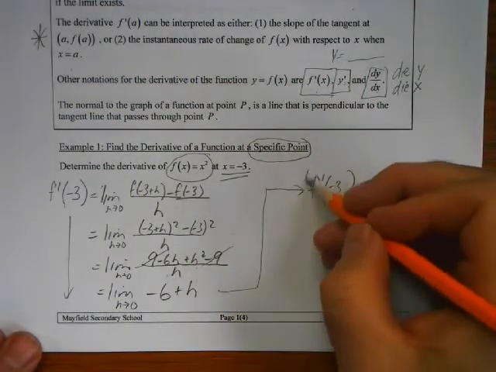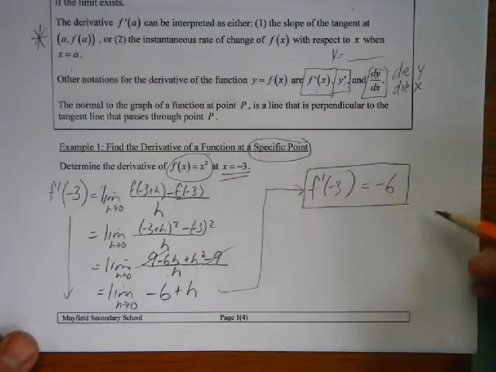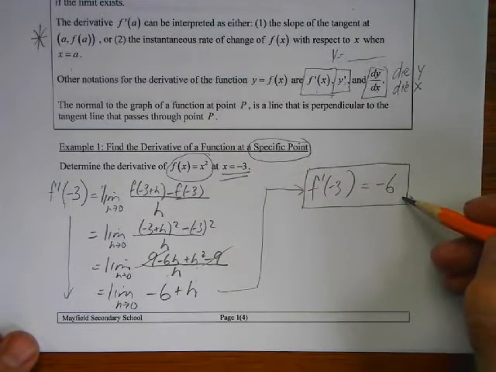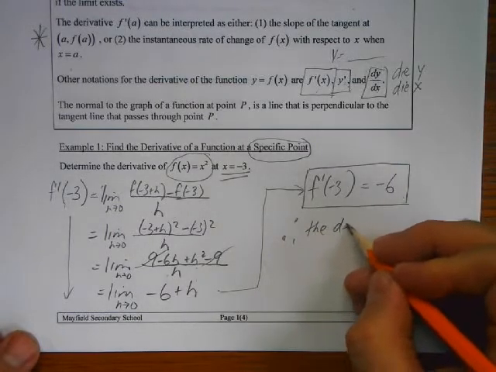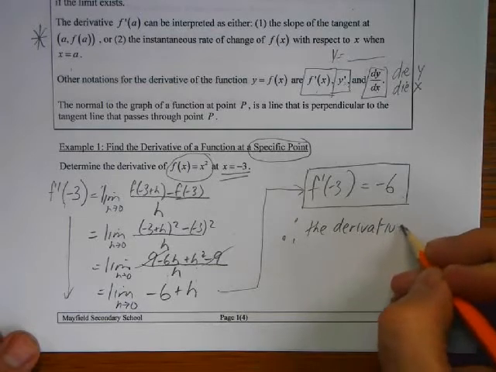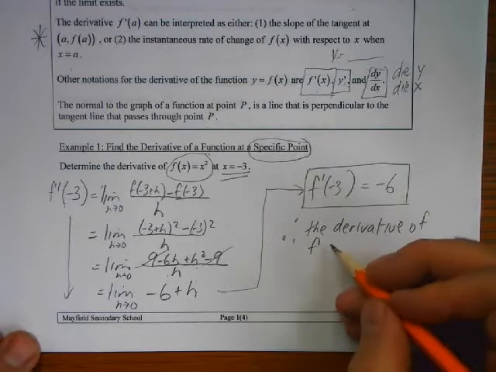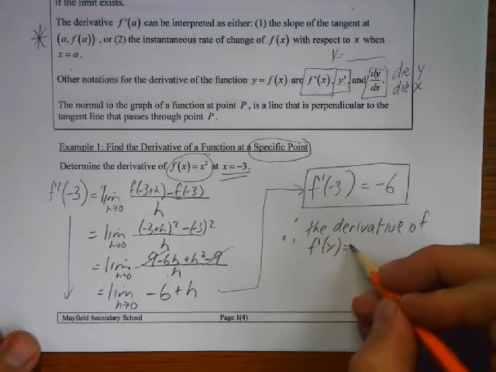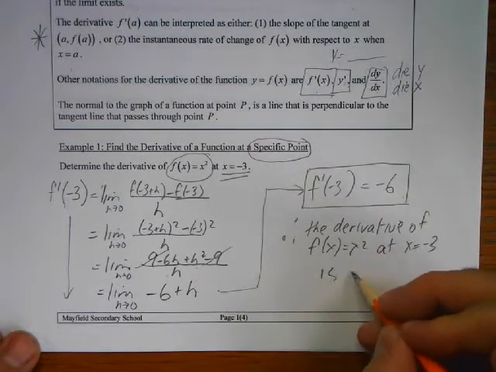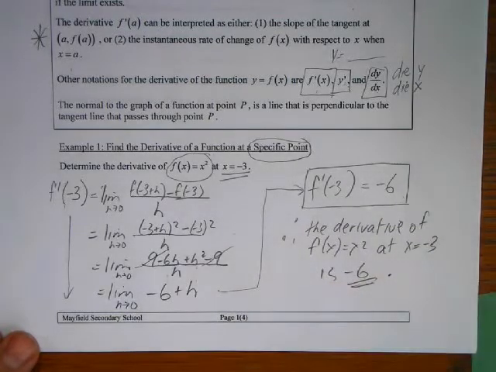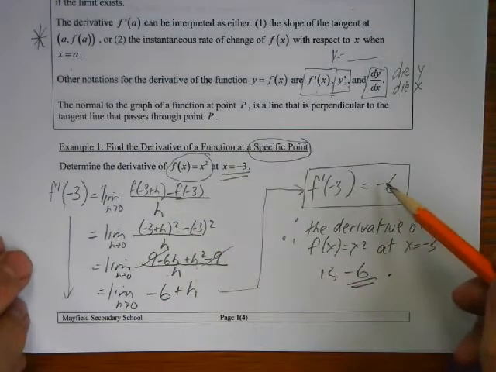So that's what we're looking for. The derivative of f of x at x equals -3 is -6. So let's just say that. You won't have to do this all the time, but this is just the learning part. The derivative of f of x equals x squared at x equals -3 is -6. Okay, so that should seem very familiar based on what we've done in the last unit.